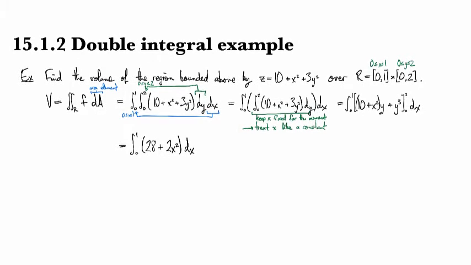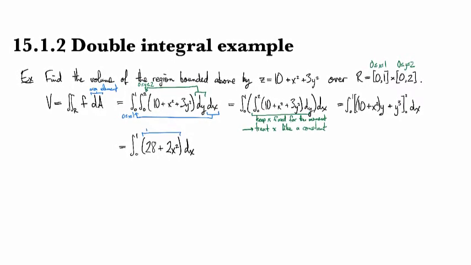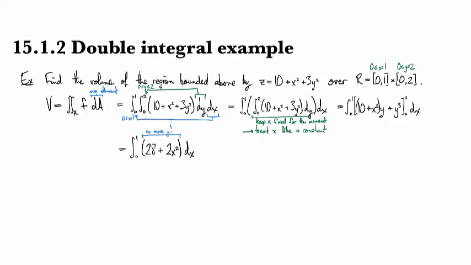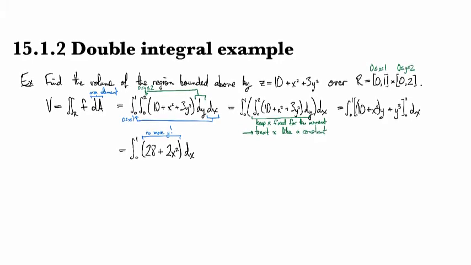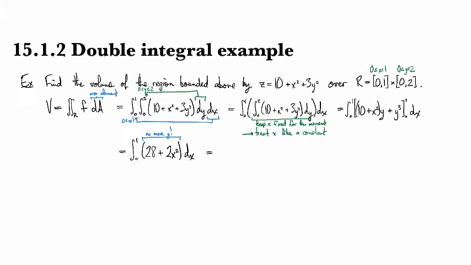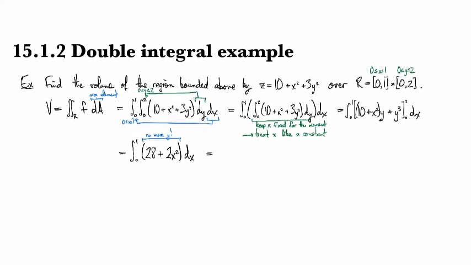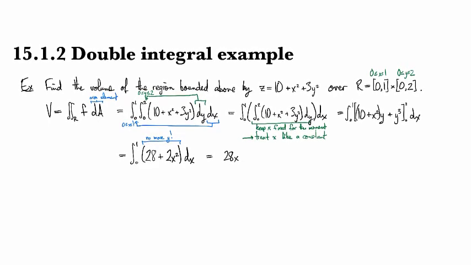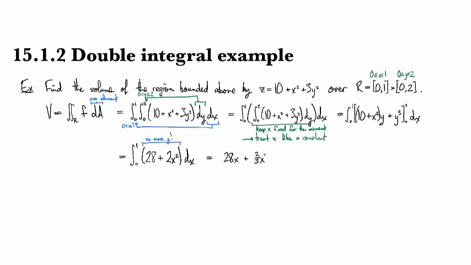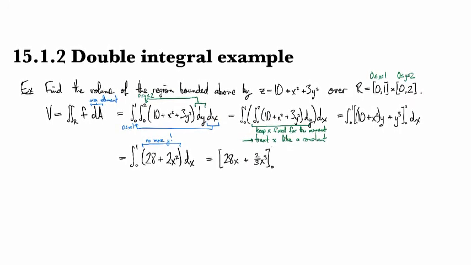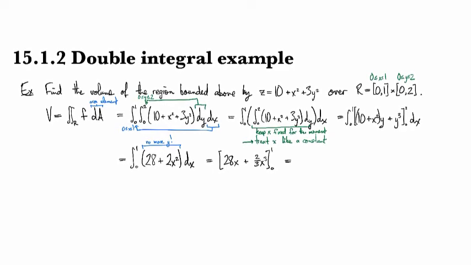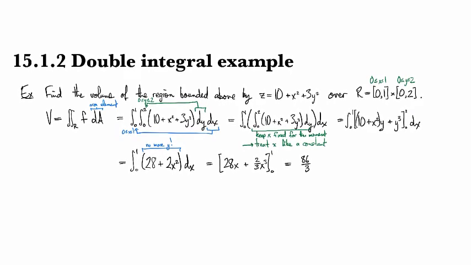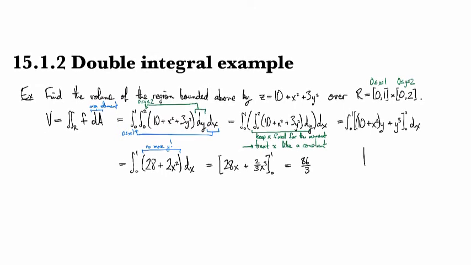And then at this point, notice that this has no more y's. We've integrated out the y's. And now we can just go ahead like we're in single variable calculus and integrate this. So we integrate the 28 and we get 28x, and we integrate the 2x squared and we get 2/3 x cubed, and that's evaluated from 0 to 1, and it turns out to be 86 over 3 when the dust settles.